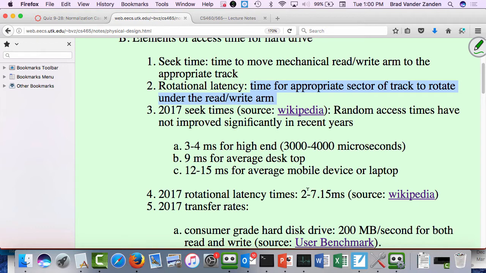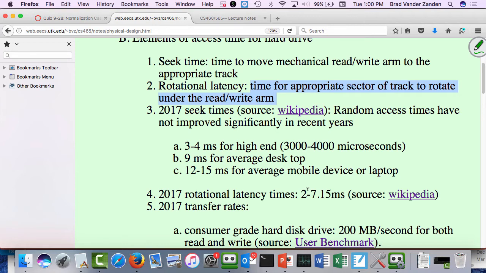Partly that's because when you go there, you only expect on average to wait how long? If the full rotation is 4 milliseconds, you would expect to wait on average 2, because on average it's halfway away. So at any rate, they go from about 2 to about 7.15 milliseconds. So that's pretty slow.